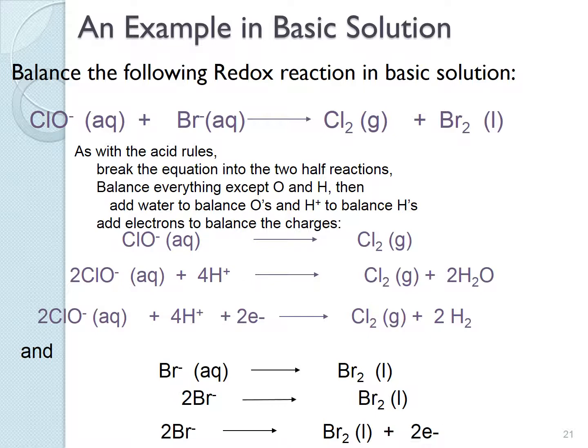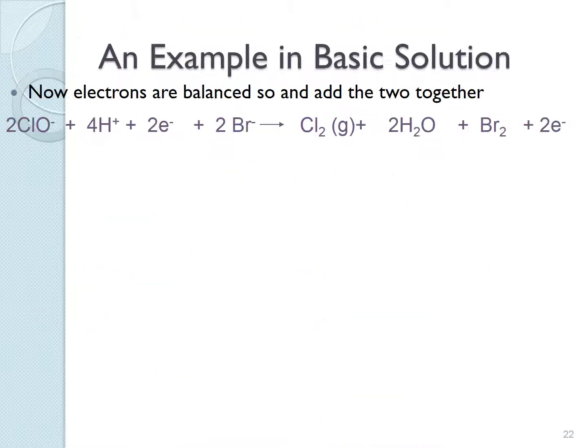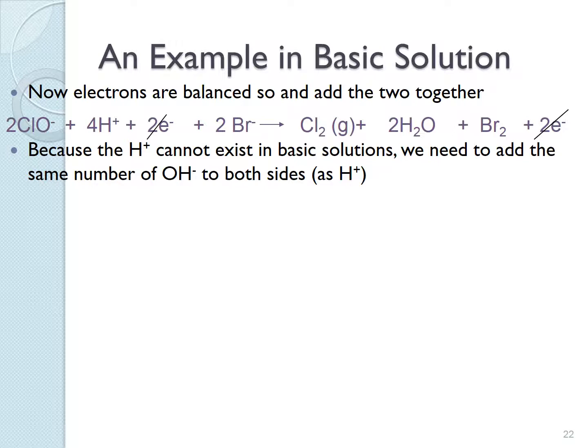So now we have our 2 half reactions, and luckily they both have the same number of electrons, so we don't have to do any multiplying. So we write everything on the left-hand side of the arrow, everything on the right-hand side. Since the 2 electrons are the same, we didn't have to multiply by any factor. So we can cross the electrons out, and we have this equation. 2ClO negative plus 4H plus plus 2Br negative gives us Cl2 plus 2H2O plus Br2.